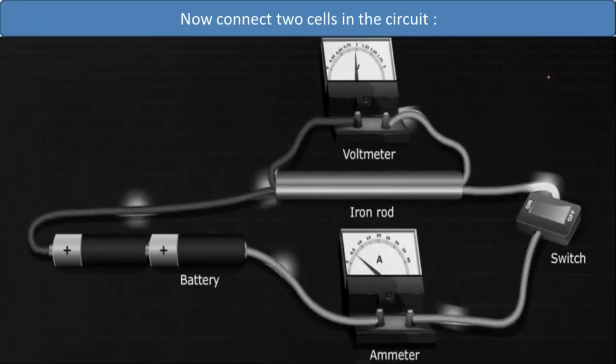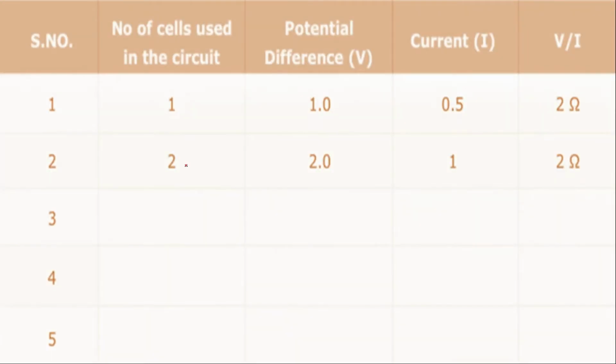Now the second time, replace one battery by two batteries and again switch on the circuit and note the readings of the voltmeter and ammeter. Here the number of cells used in the circuit is 2. The potential difference shown is 2, the current shown by the ammeter is 1, and the resistance of the iron rod is 2 ohms, which is constant.